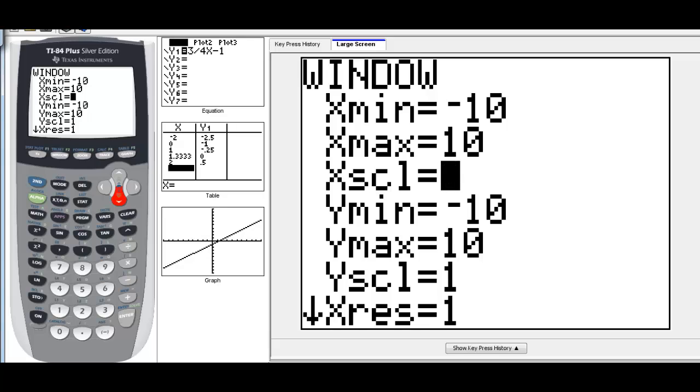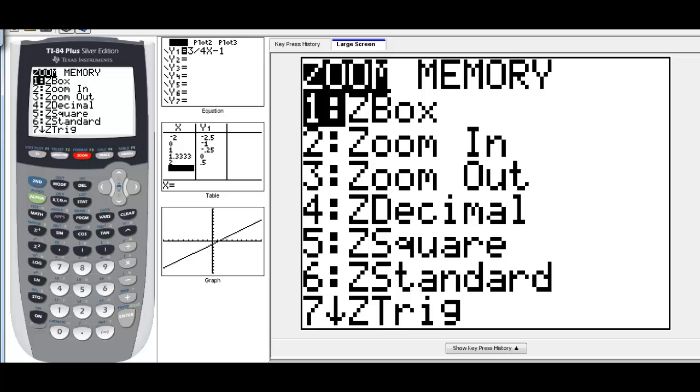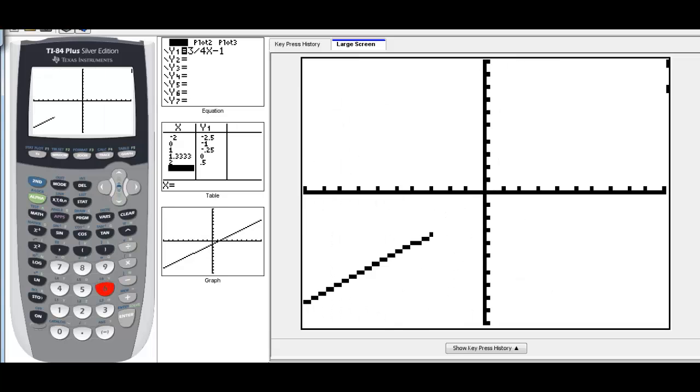Now if yours don't say -10 to 10 for the X and -10 to 10 for the Y, you can simply type that in. This is kind of the standard window you're going to see for your calculator. And to get to this really quickly, for example, you could simply hit this zoom button at the top of your calculator and zoom number 6. You can either hit the number 6 or scroll down to highlight 6 and hit enter. I'm just going to hit the number 6. Zoom standard is going to take your screen and make it where you're going from -10 on the left to +10 on the right for your X, and then -10 on the bottom to +10 on the Y-axis.